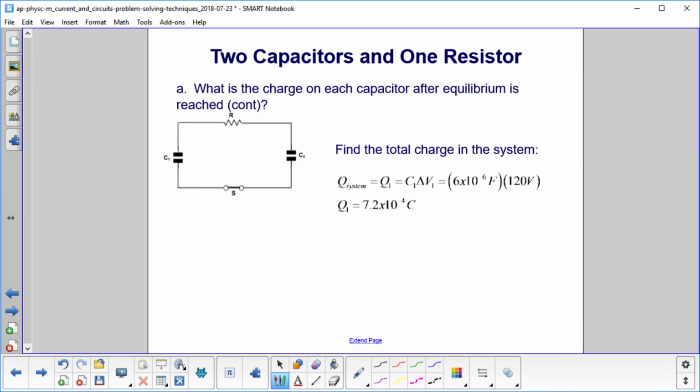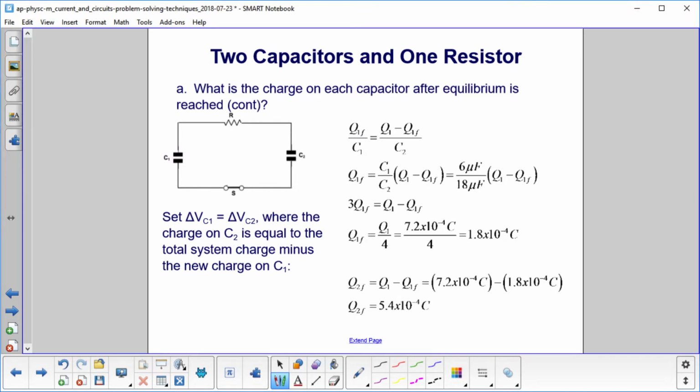First, find the total charge in the system. That will equal the charge on C1, because in the beginning that's where all the charge is. There's no charge on C2. That's C1 delta V1, 6 times 10 to the minus 6 farads times 120 volts, and we get 7.2 times 10 to the minus 4 coulombs. That will stay constant throughout the entire problem.